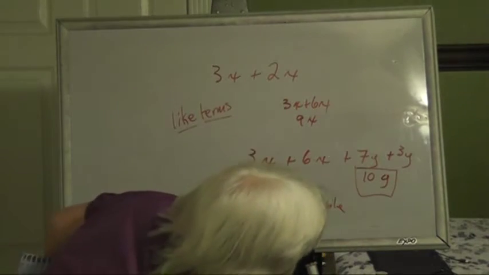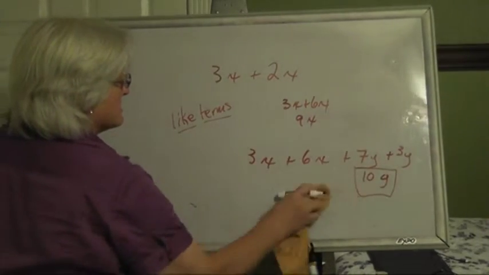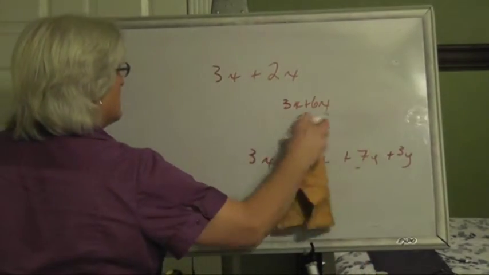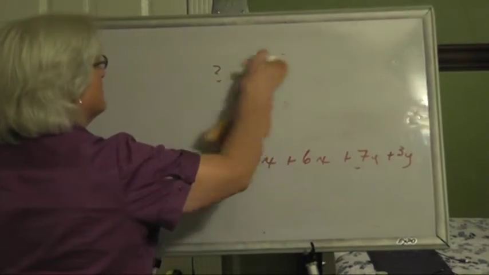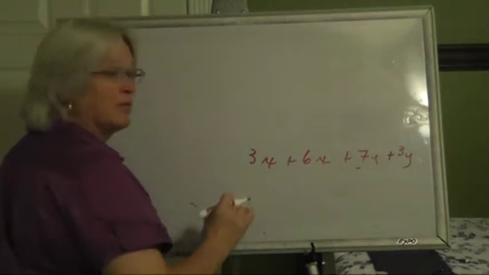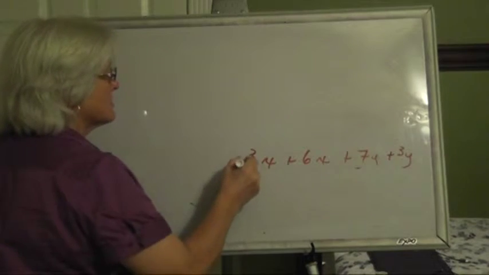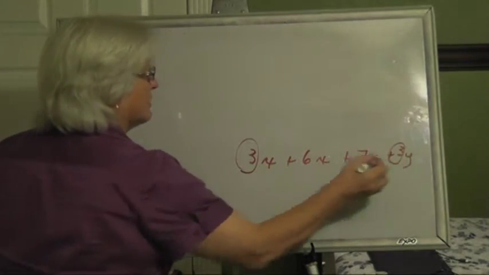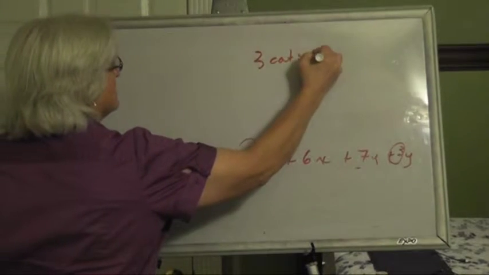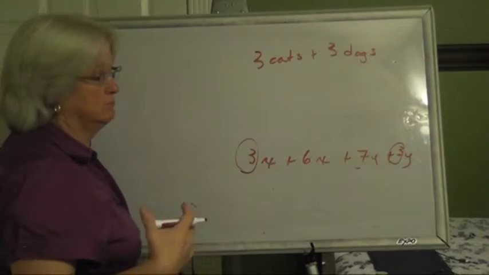Now maybe you want to look at this and say, yeah, Miss Betsy, but I see something else going on here, and did you miss it? Anybody know what I'm talking about? Well, look at the first term and the last term that we have here. We have a 3x and we have a 3y. Shouldn't they be like terms? Because they both have a 3 in front of them. No. If you have 3 cats plus 3 dogs, can you combine them? No.